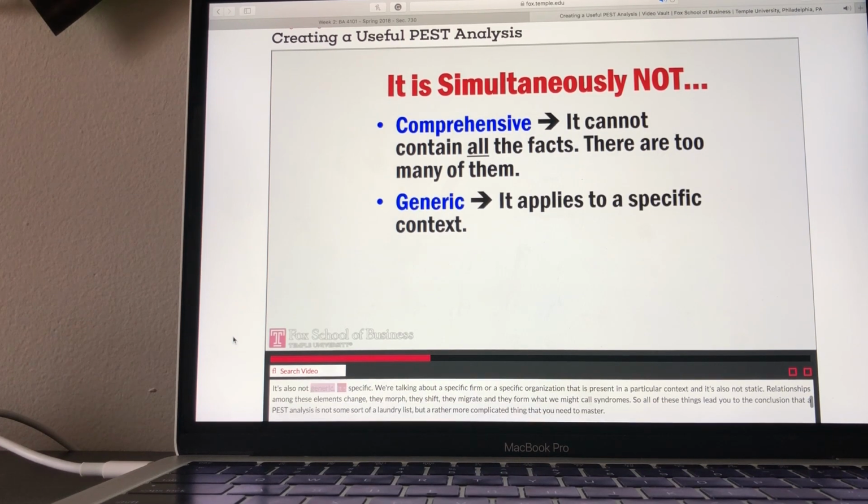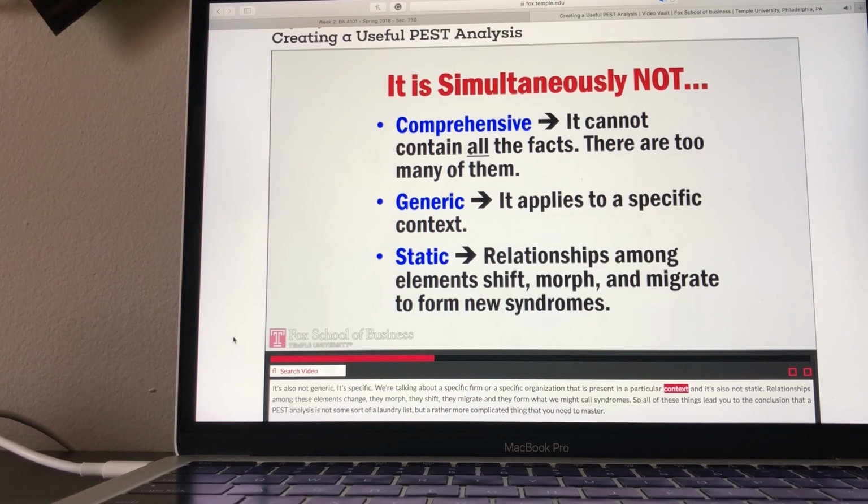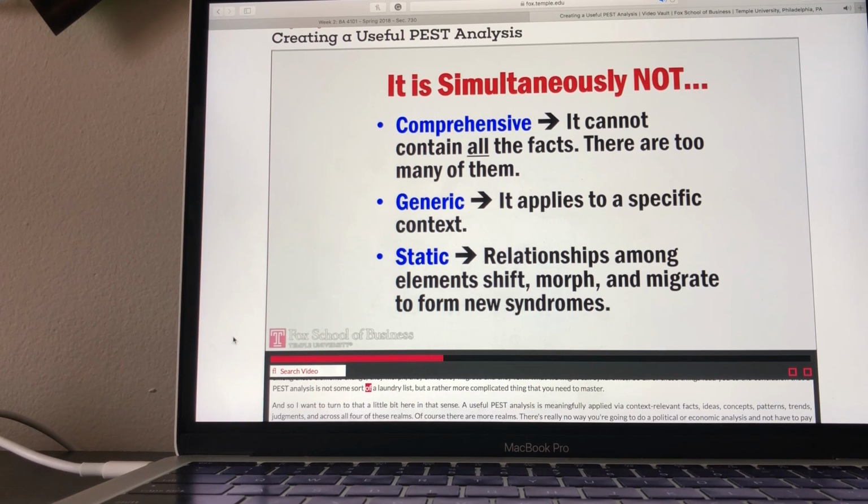It's also not generic, it's specific. We're talking about a specific firm or a specific organization that is present in a particular context, and it's also not static. Relationships among these elements change, they morph, they shift, they migrate, and they form what we might call syndromes. So all of these things lead you to the conclusion that a PEST analysis is not some sort of a laundry list, but a rather more complicated thing that you need to master.